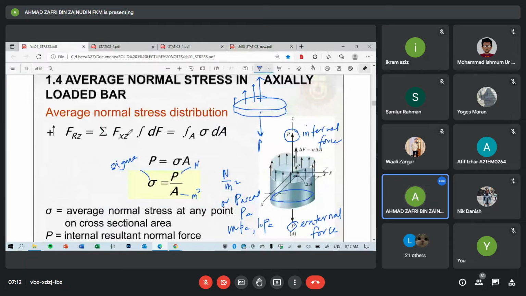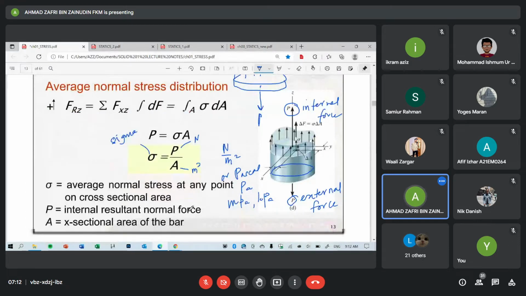Advanced level will consider sections near to the application of the force, but not our level. Our level is just that you get the internal force and then divide by the area. That's it. We have two types of normal stress.